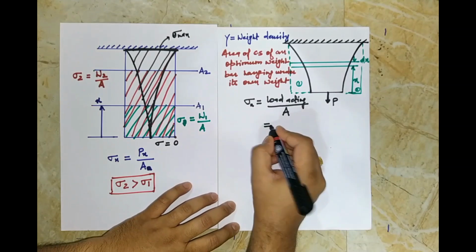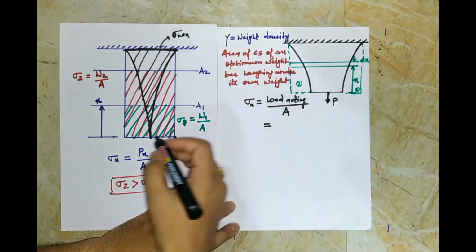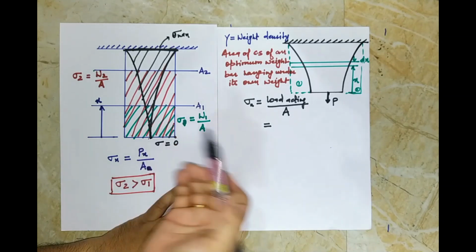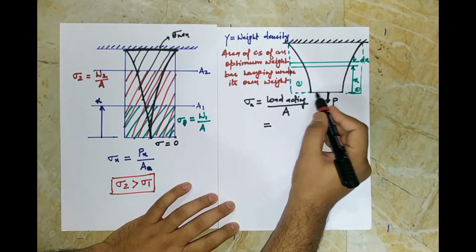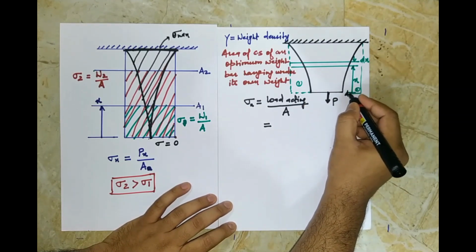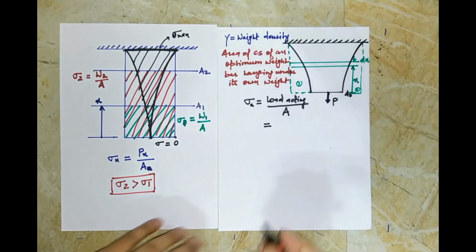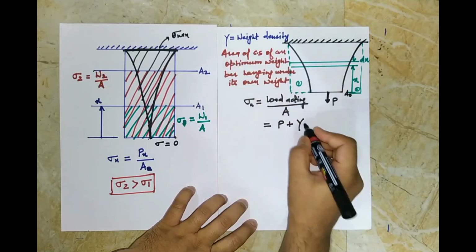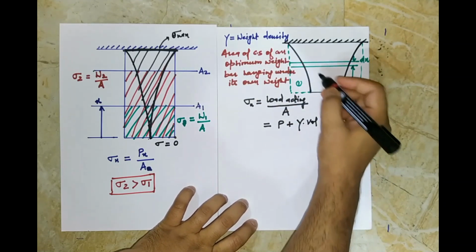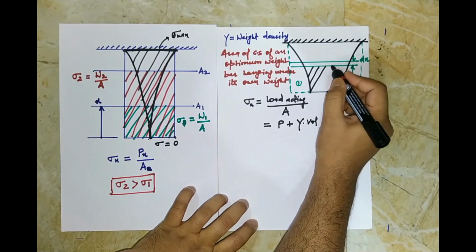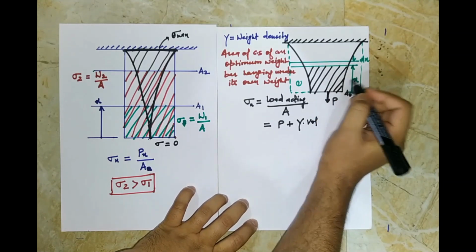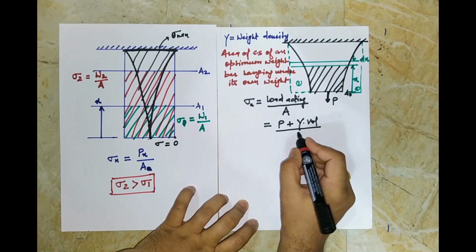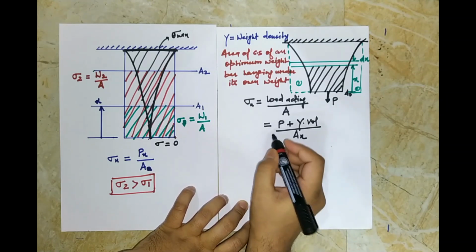Here I have taken P at the bottom, because if we don't take it, the area at the bottom will effectively be 0. So just to make the area of cross section A naught, we have taken this P. So the load acting will be P plus gamma, where gamma is the weight density, into the volume hanging below it, because this weight only will be acting on this cross section area, and divided by Ax. This is sigma.